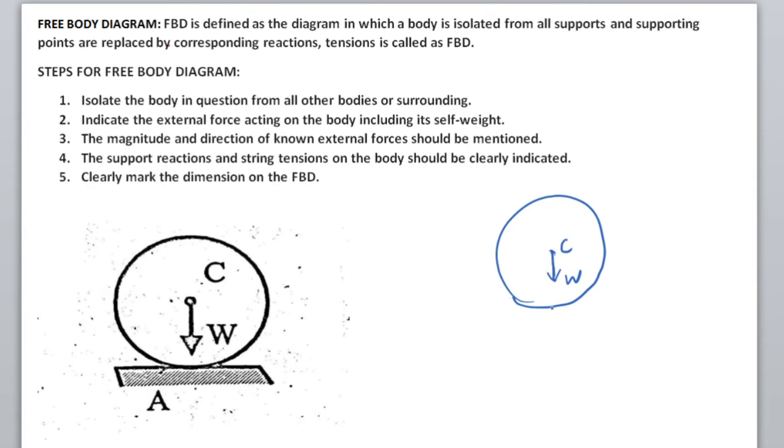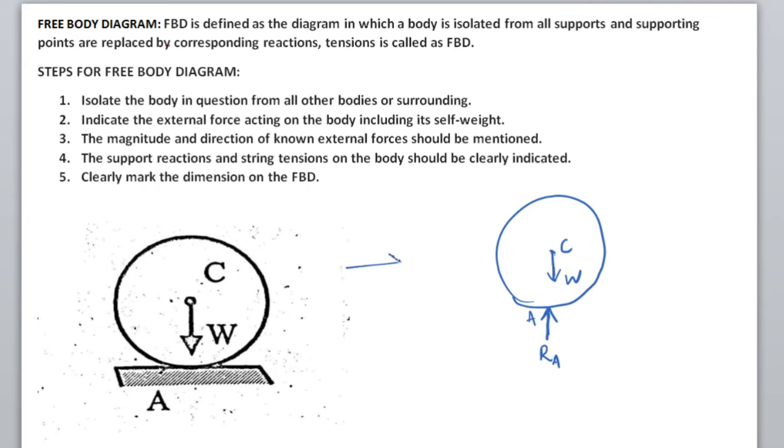Third, we need to replace the support with a support reaction and we need to provide it by a force which is Ra. We mention support reaction as R and as it is acting on point A, Ra, and it is always perpendicular to the surface, and we have marked all the dimensions. With this we have completed our first free body diagram. This is the free body diagram of that figure.